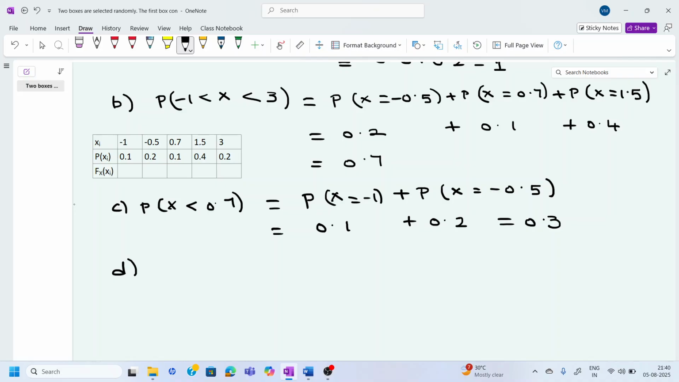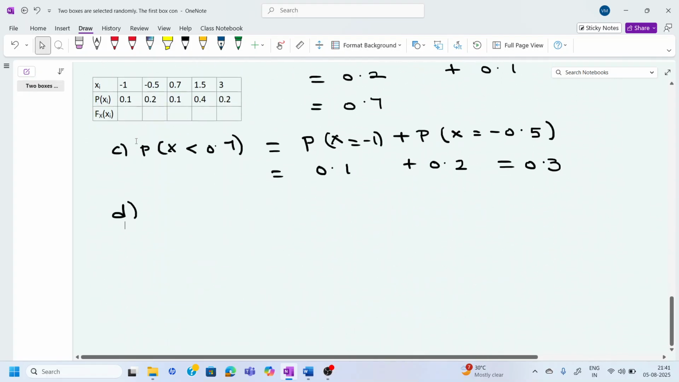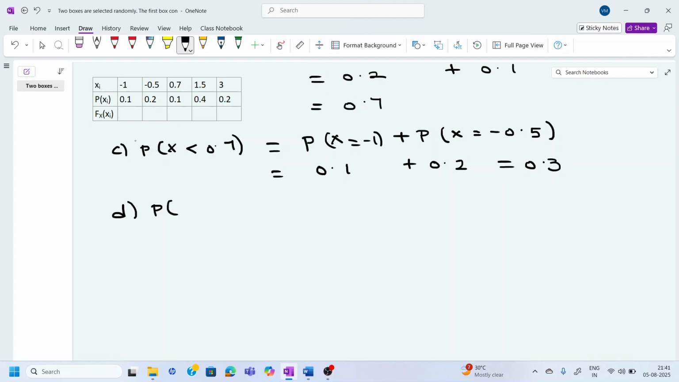And the last bit is probability of x greater than or equal to minus 0.5. So this we can solve in two ways. The easiest one: it was asked greater than or equal to minus 0.5. So this we can write using the sum of the total values that it is taking, which is 1.